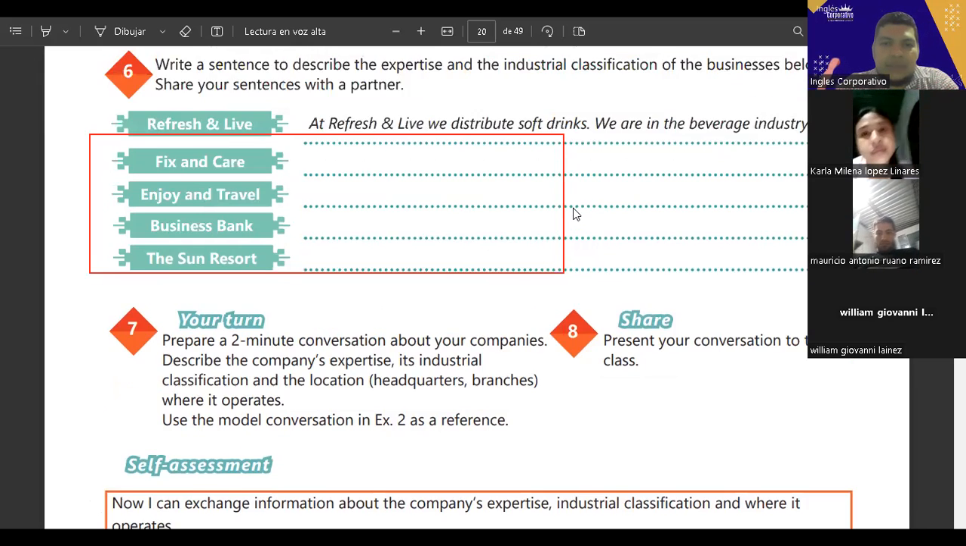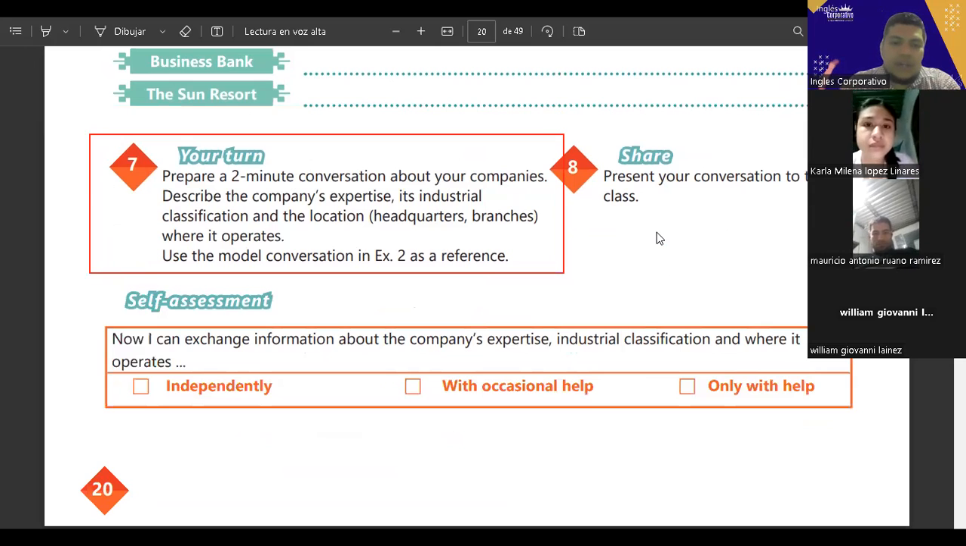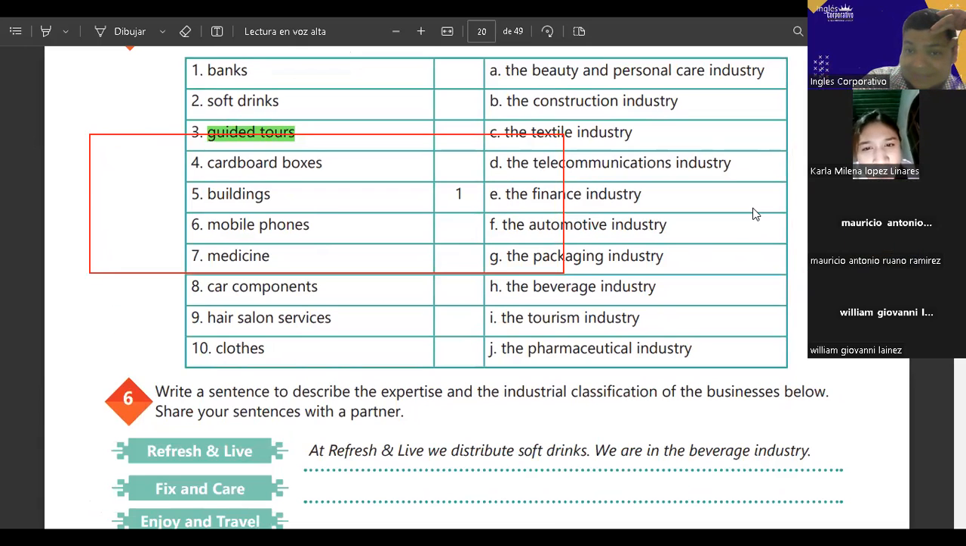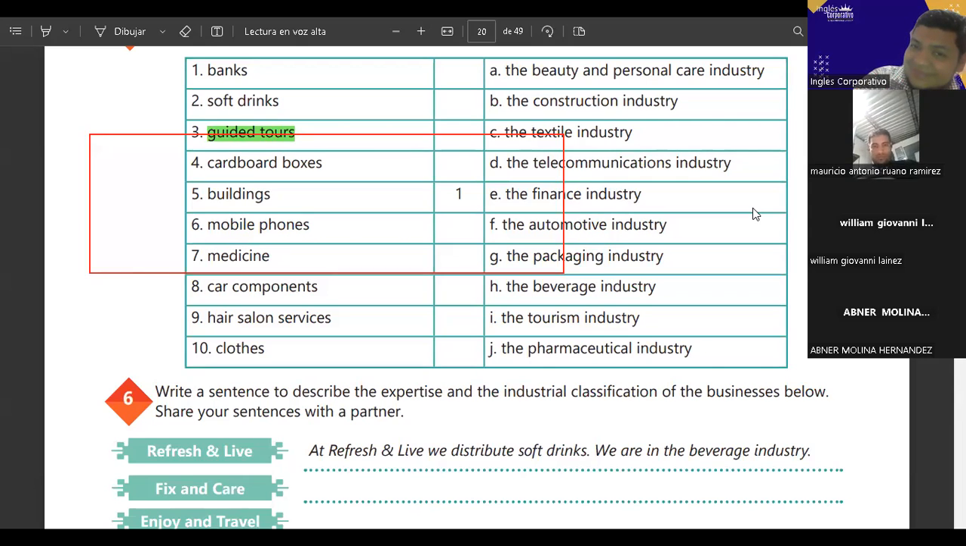And, siguiendo este example right here, they are, ¿en qué industria estarían ellos? De estas industrias de aquí, ¿cuál le queda a ellos? What do you think? Package industry. Porque eso como de empacar. Oh, beverages. Si fueran solo de bebidas, probably.